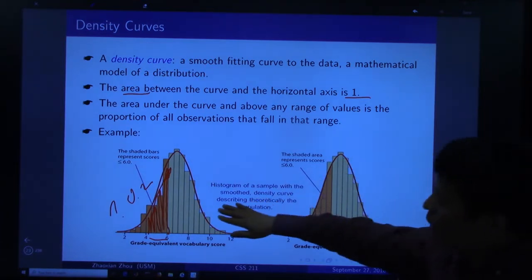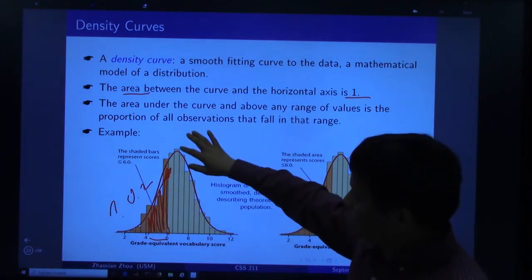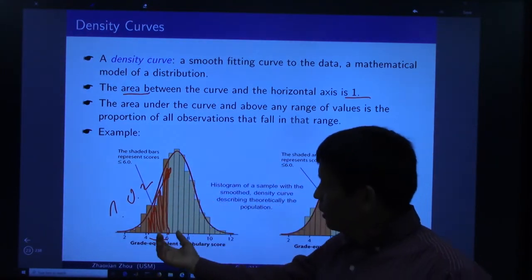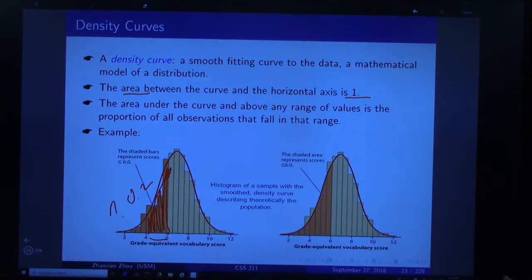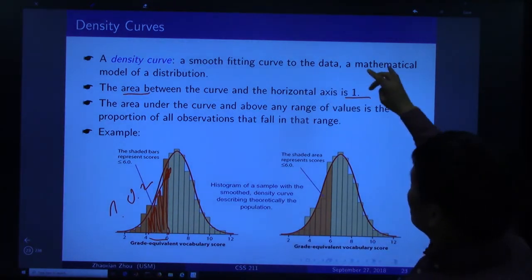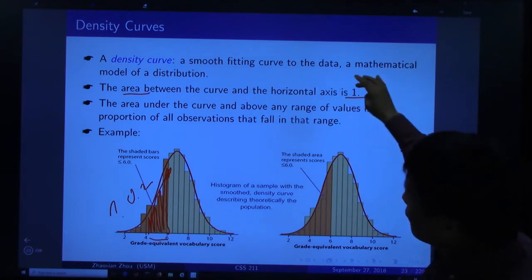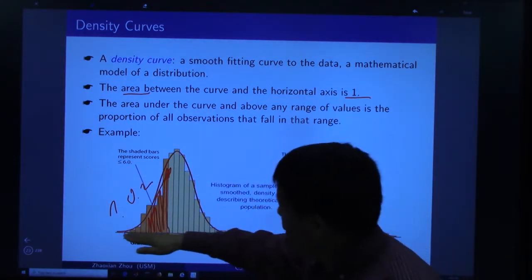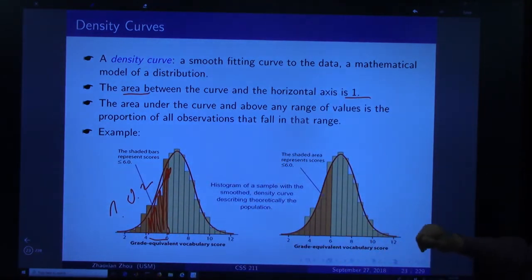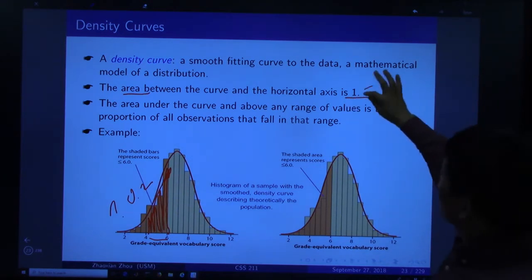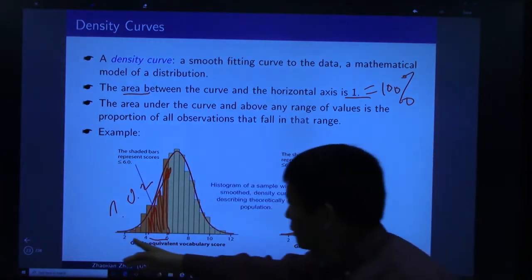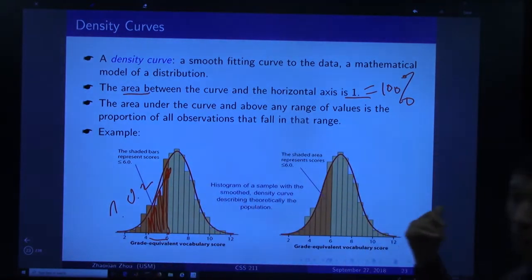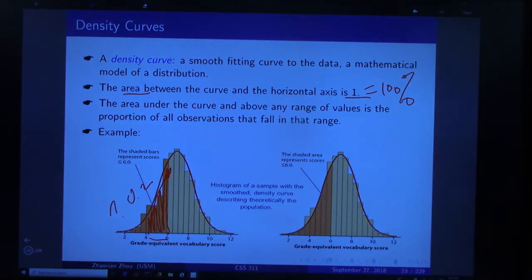And if we understand this part, that the area under the curve above any range gives us the proportion of the data, then the first requirement is absolutely correct, because the area under the curve and above the horizontal axis must equal 1. 1 equals 100%. So all the data must be within this range from the lowest to the maximum. So that is definitely correct. So this is a requirement.